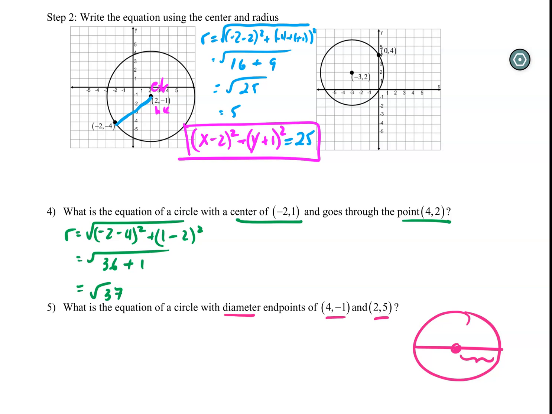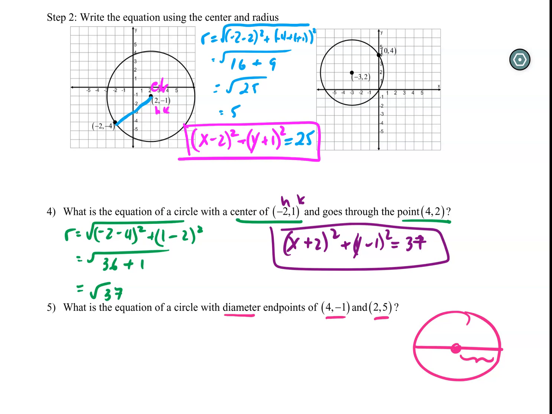Here's my h and my k, which I already know. So x minus -2 is plus 2 squared plus y minus 1 squared is now going to equal, again, this squared is just going to be 37. And we're good to go.